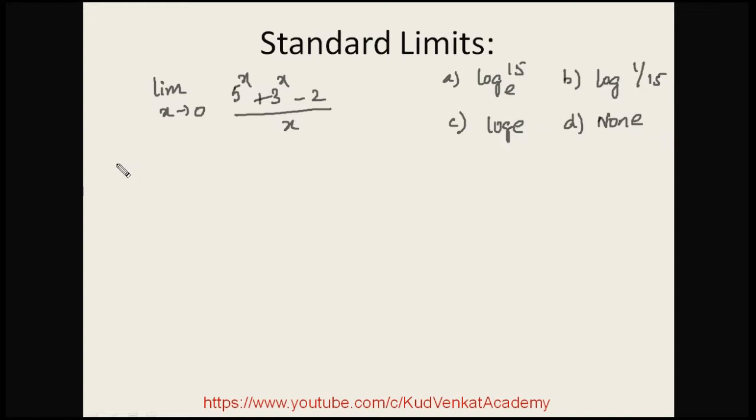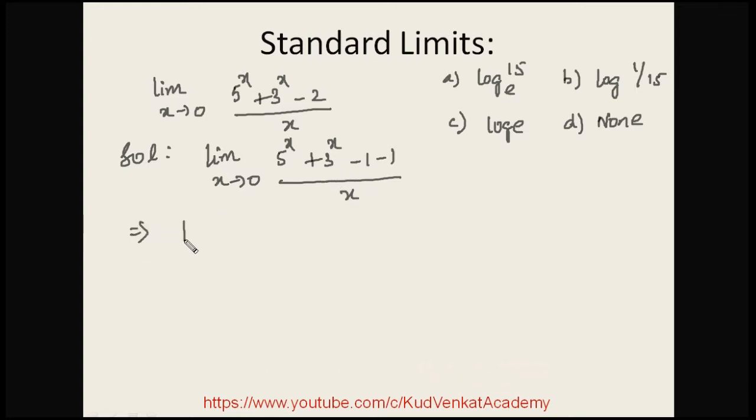If you look at this question, this is not directly in the form of the standard limit, but we can convert the given function into a standard format. Let's see how we can do that. Limit x tends to 0, 5 to the power of x plus 3 to the power of x minus 2, we can write it as minus 1 and minus 1, right? So that we can represent it in the form of standard format.